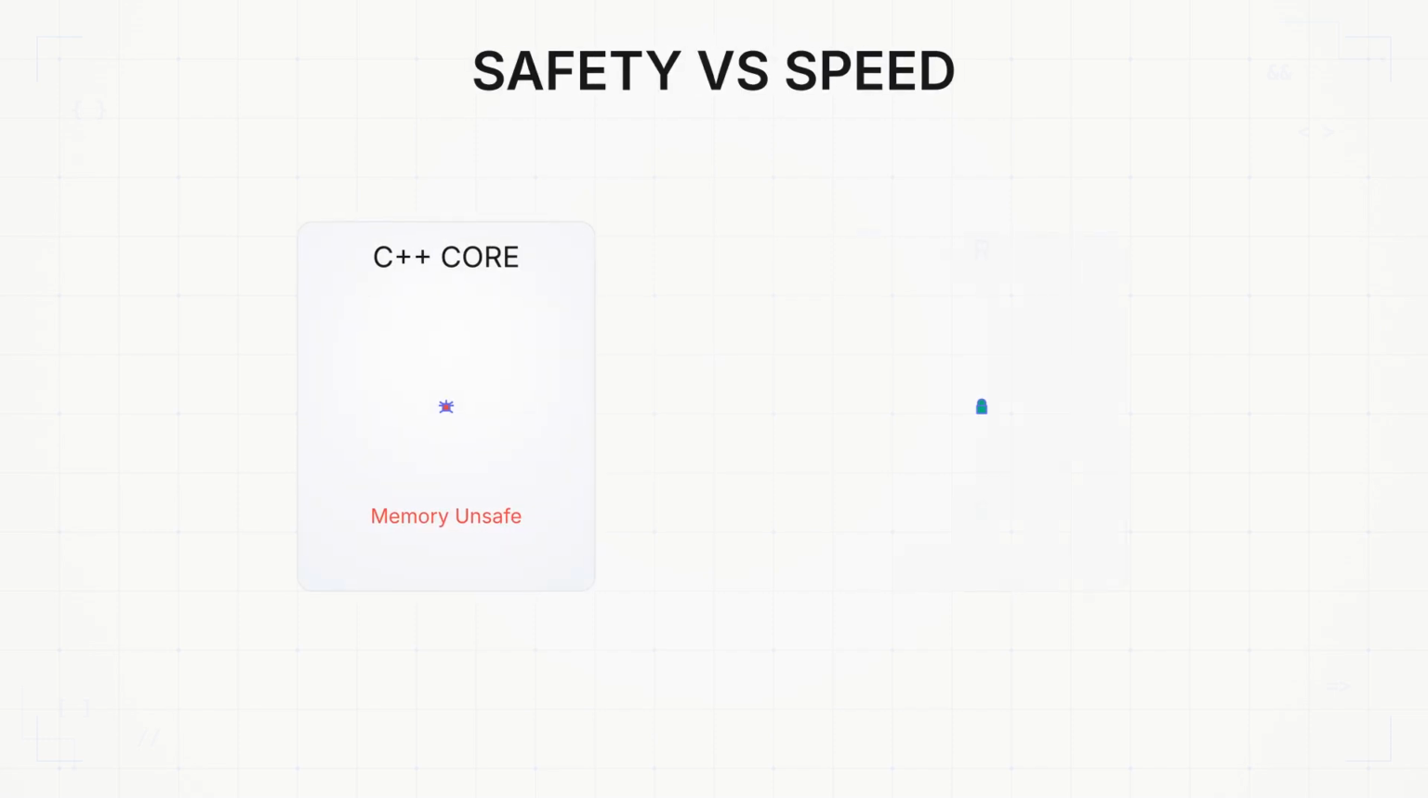You might ask, why not C++? We've had fast languages for decades. The answer lies in safety. In a C++ core, a single memory error, a null pointer, or a double free doesn't just crash the core. It can crash the entire host language process, creating impossible to debug seg faults in your Python script.